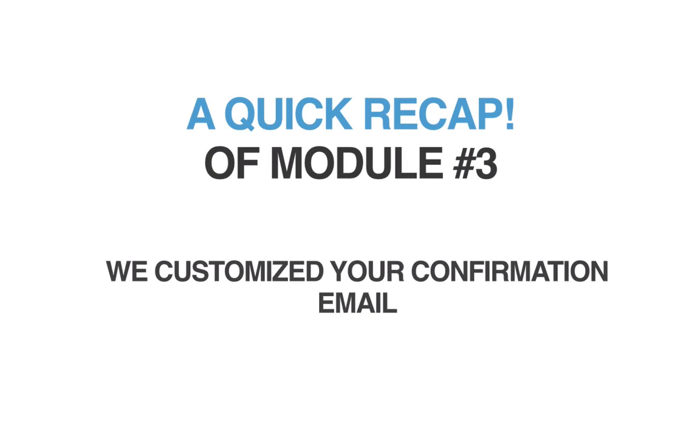But before we move forward, let's recap Module number 3. In Module 3, we customized your confirmation email. First of all, we went over what a confirmation email even is, why you need one, the benefits of it, potentially the drawbacks of it. And then we went through how to set it up, how to customize it so it's not so generic, so it looks like it's actually coming from you. And also we talked about whether or not you want to turn that off. So head back to Module 3 if you don't have your confirmation email set up. Now, those of you that do, let's move forward.